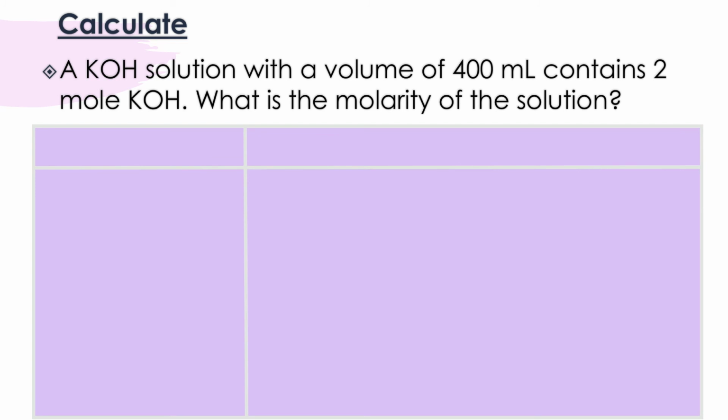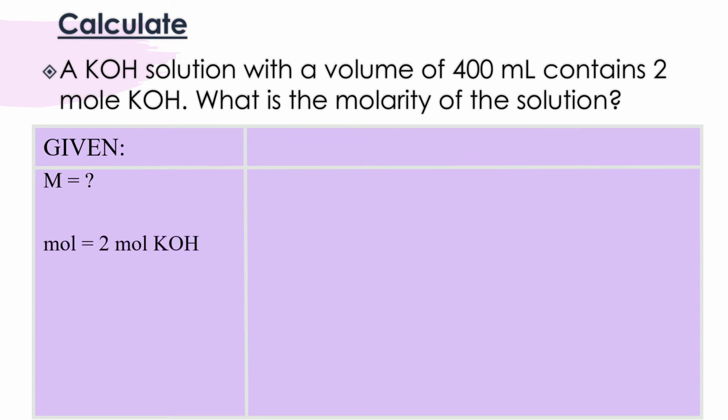Our first calculation problem. A potassium hydroxide solution with a volume of 400 milliliters contains 2 moles of potassium hydroxide. What is the molarity of the solution? Just like you've seen for all the calculations before, we will always list the given on the left-hand side in the order of the equation. M is for molarity, which we are solving for. Moles, we have 2.